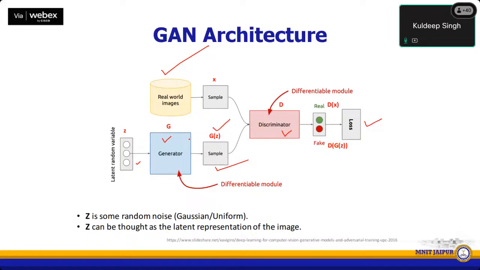So, in this race of generating fake samples by the generator and discriminating the real and fake samples by the discriminator, the generator becomes so efficient that it is able to generate images which look like real ones. So that's the whole idea of these generative adversarial networks, and they are capable of generating synthetic data which looks like the real one.